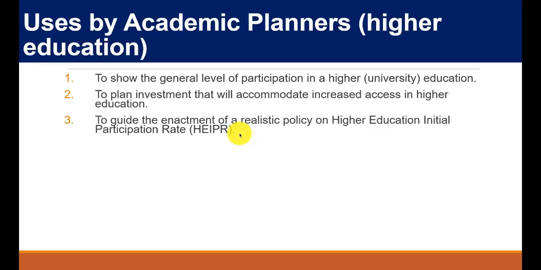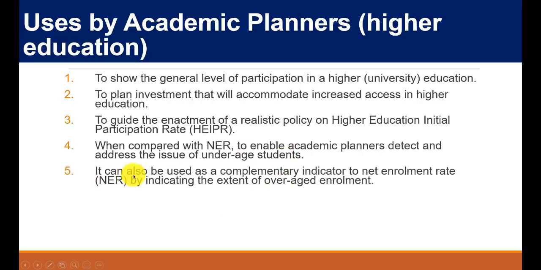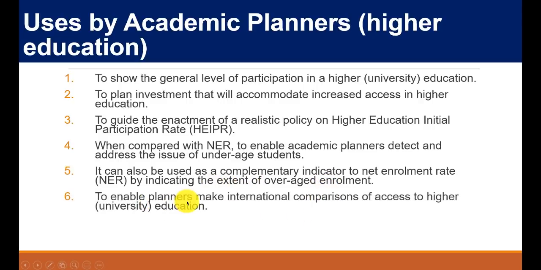For South Africa, it was set about 10 years ago to be 20%. Different countries set their policies. I'm not too sure whether we have one in Nigeria, but this training that you have can help you to project, to advise the enactment of such a policy. When compared with NER, you're going to get there in a minute, so let me leave that out. It can also be used as a complementary indicator to net enrollment rate by indicating the extent of overaged enrollment, to enable you as academic planners make international comparisons of access to higher education.